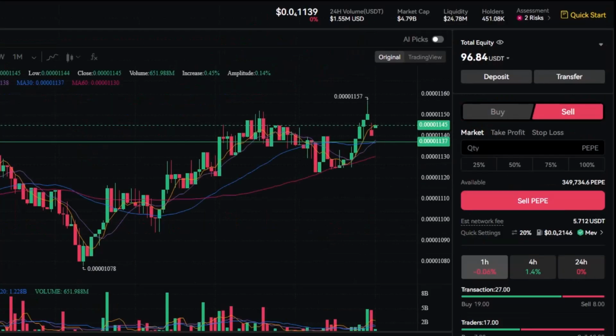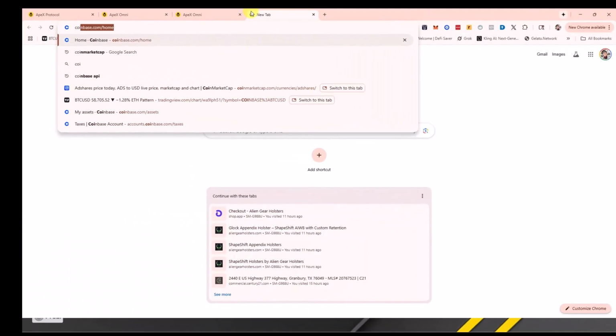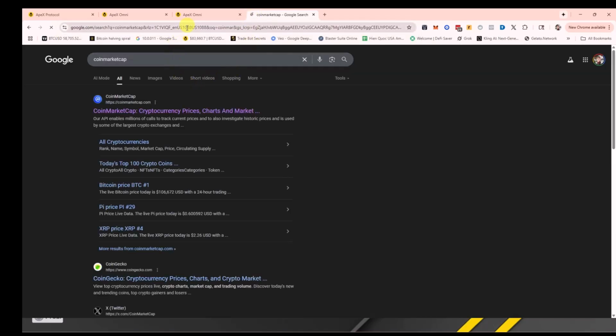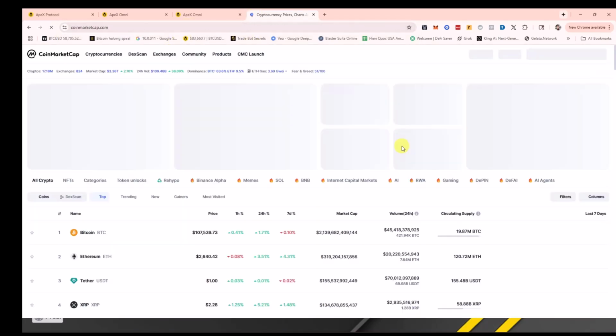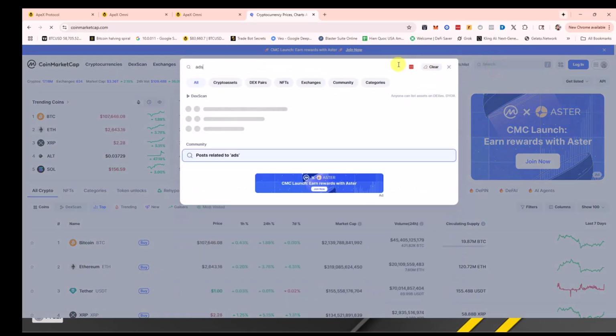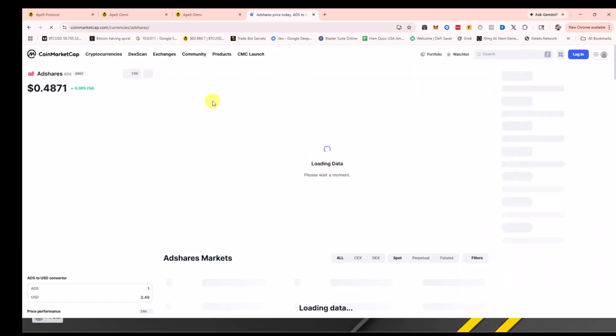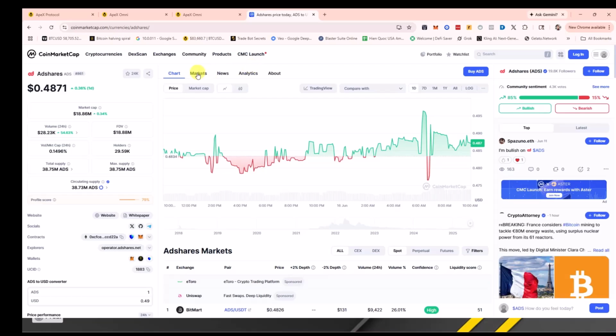Now, let's say there's a coin that you can't find here. What I like to do is go to CoinMarketCap. There was a coin I was looking for called AdShares back in the day. A long time ago when I first got started in crypto, I bought some, and it's still chugging along, but not really going anywhere. I just want to use this to demonstrate how you can find any coin you like and still be able to buy it.